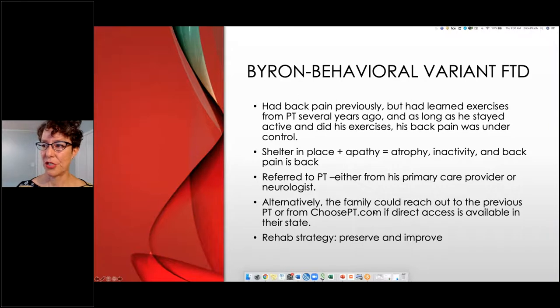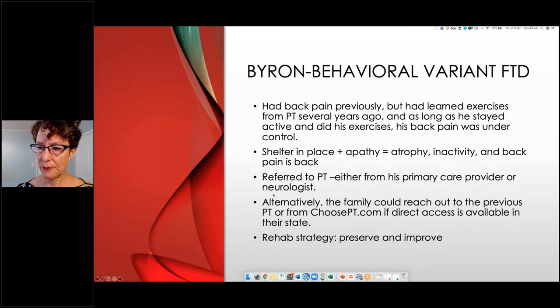Alternatively, you can reach out to the previous physical therapist or go to choosept.com and look by your zip code for a therapist near you. They have listings of which therapists are specialists. In this case, you may want someone who's more of a spine specialist, though a neurotherapist could also work. But if it's a complex spine issue, you want the one that's really good at that particular problem. When we get our licenses, we are generalists. But I've been practicing neuro for 20 years. If you have a complex spine issue, you probably want to see one of my colleagues because they're better at it, and my colleagues who are better at the ortho stuff will be asking me about how to modify for the neuro issues.